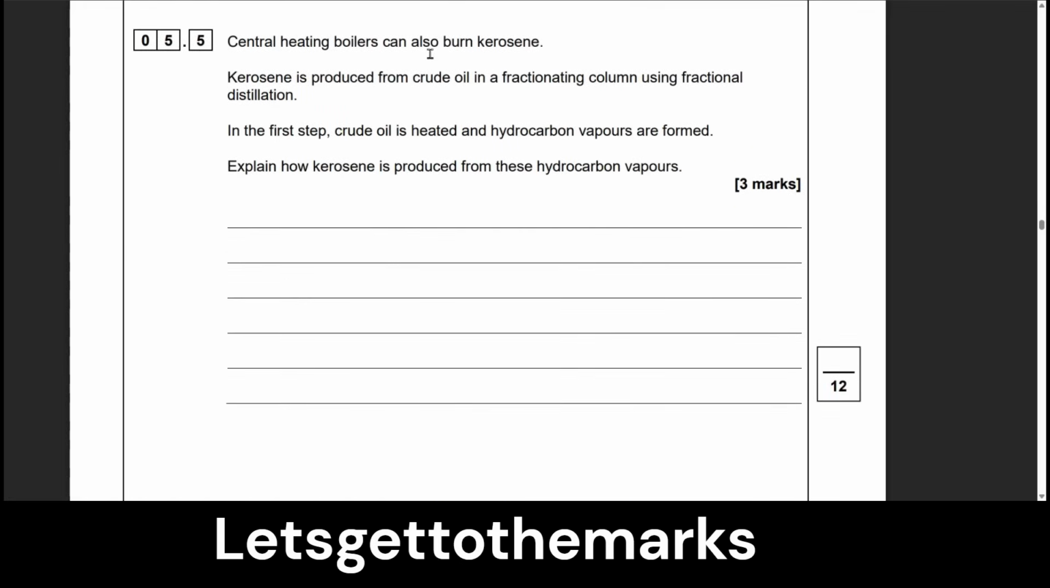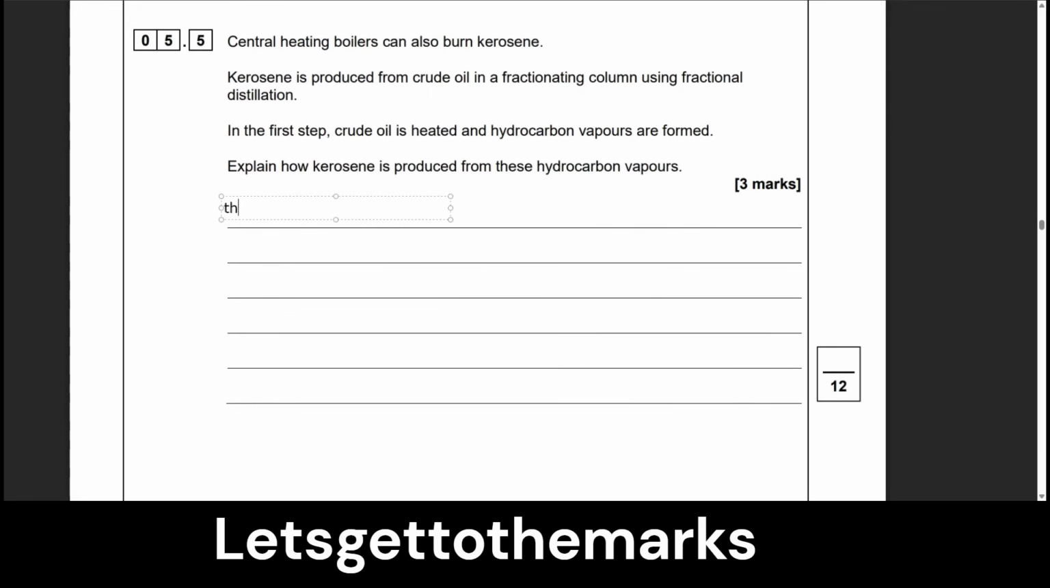So central heating boilers can also burn kerosene. That's like an aeroplane fuel. Kerosene is produced from crude oil in a fractionating column using fractional distillation. In the first step, crude oil is heated and the hydrocarbon vapors are formed. Explain how kerosene is produced from these hydrocarbon vapors. So this is quite easy.